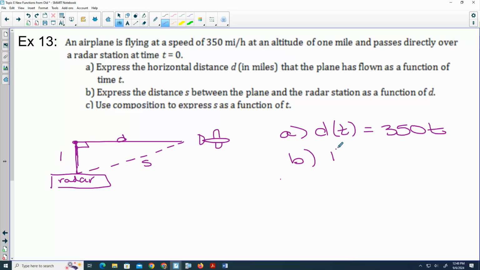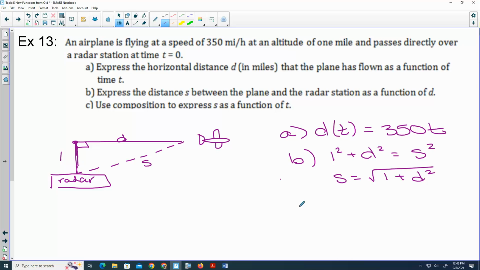So you could say 1 squared plus d squared equals s squared. So s is the square root of 1 plus d squared. Okay, so we had to find our formula for s in terms of the distance, which we did.